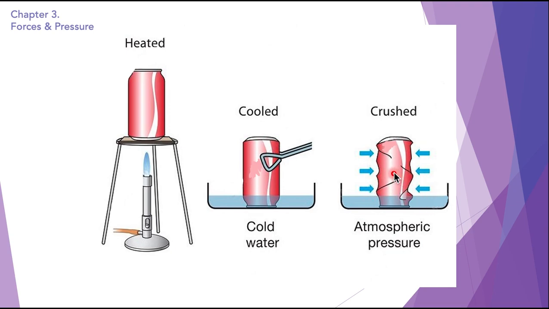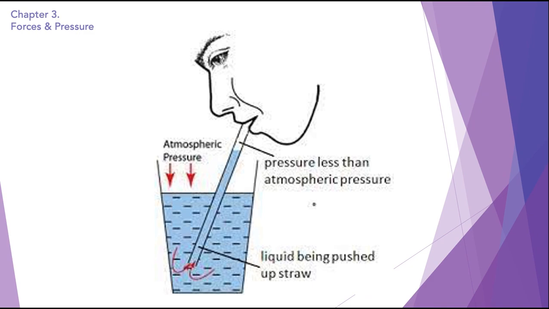What happens is that basically when we heat the can and when we cool it, then the air gets removed. So inside the can there is nothing to resist the outside pressure, and the can is crushed by the atmospheric pressure. So another example is when we are drinking through a straw. You expand your lungs to reduce the air pressure inside the straw. As a result, atmospheric pressure outside the straw pushes the liquid up the straw.